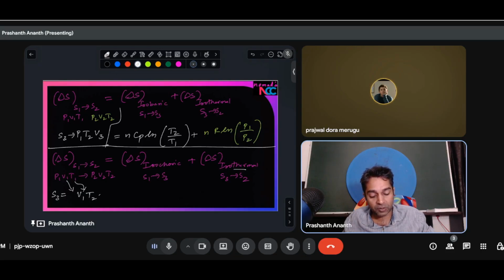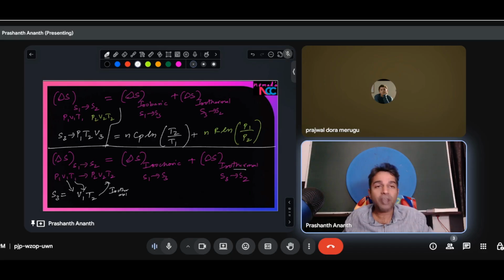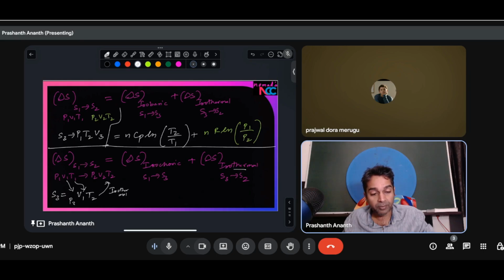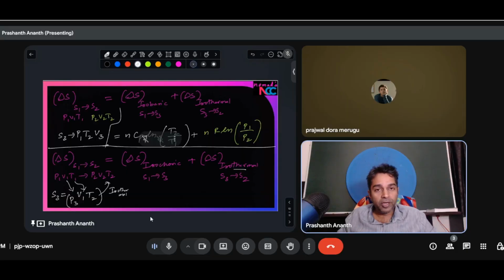Because this path is isothermal. Right. But obviously something has to be allowed to float. What will be floating? Pressure. This is going to be at some random pressure P3. We don't know what pressure it is going to be at. We cannot find it out also. It is just not possible. So this is going to be my state S3. Are you following here properly?